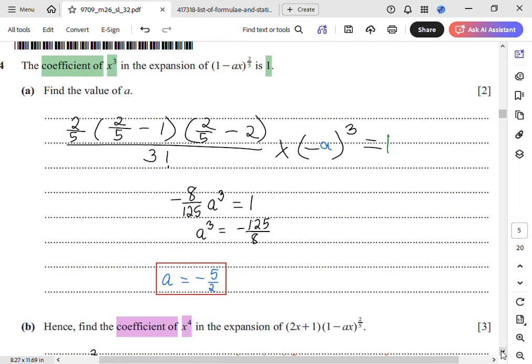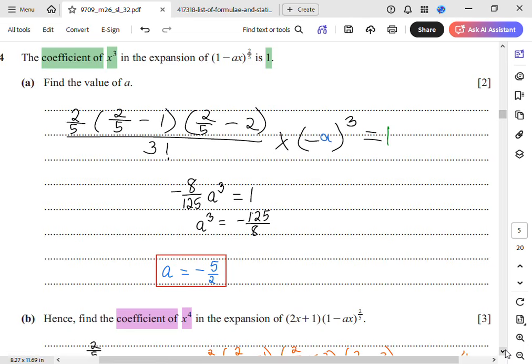Moving to the next question, it says, hence find the coefficient of x to the power 4 in this expansion. So I have 2x plus 1, and obviously it's this, right? So how can I get x to the power 4 if I expand this? So if I multiply 2x with the x cubed term, which is 1x cubed, I'll get x to the power 4. And also, if I multiply 1 with the x to the power 4 term, I'll also get x to the power 4. So I have to find that term as well.